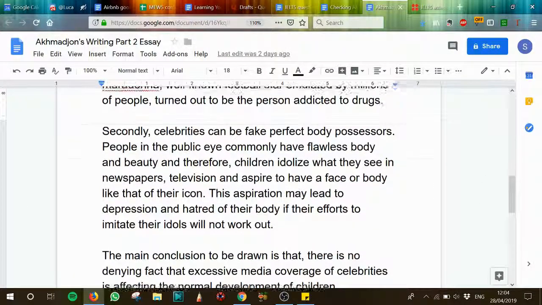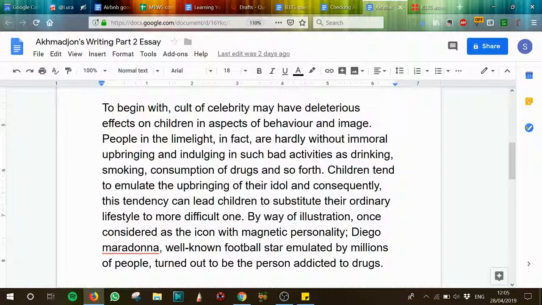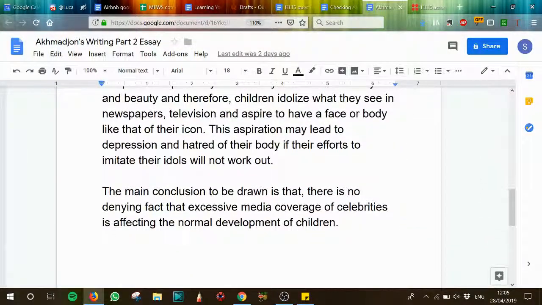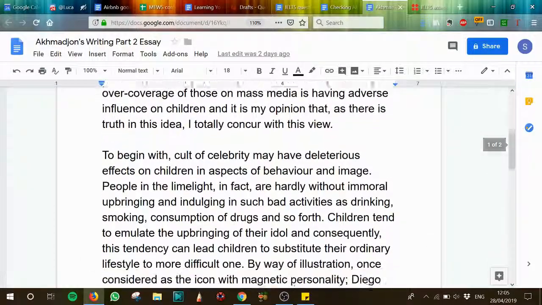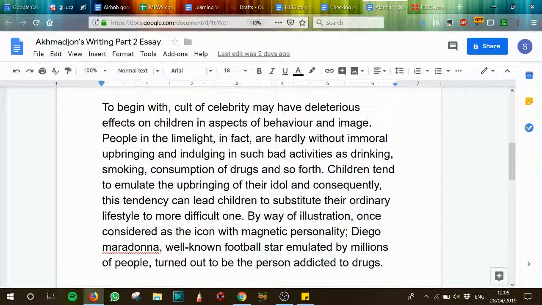If we look at some different examples, he uses the phrase "deleterious effects on children." He uses the phrase "and so forth." He uses the phrase "no denying the fact that." He's missing the "the," but the attempt at the phrase is good. And these phrases are in different parts of the essay. They're talking about different things, but they all have the same register. They're all formal or very formal.